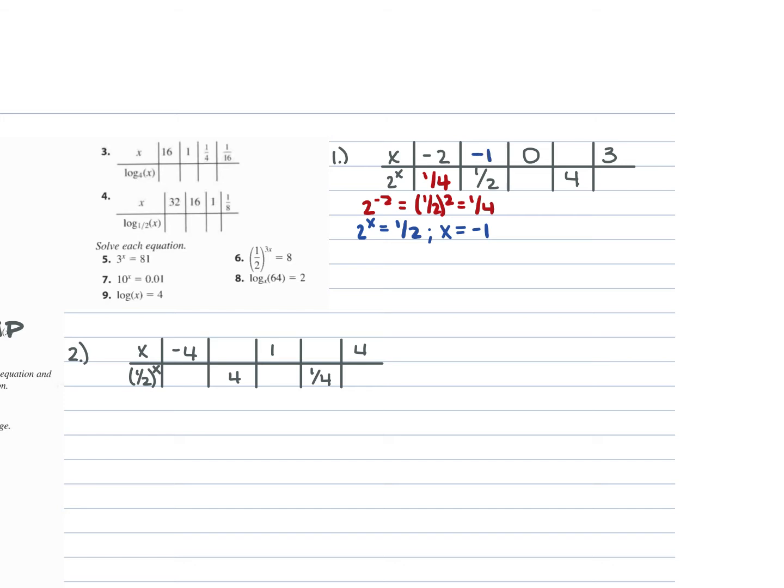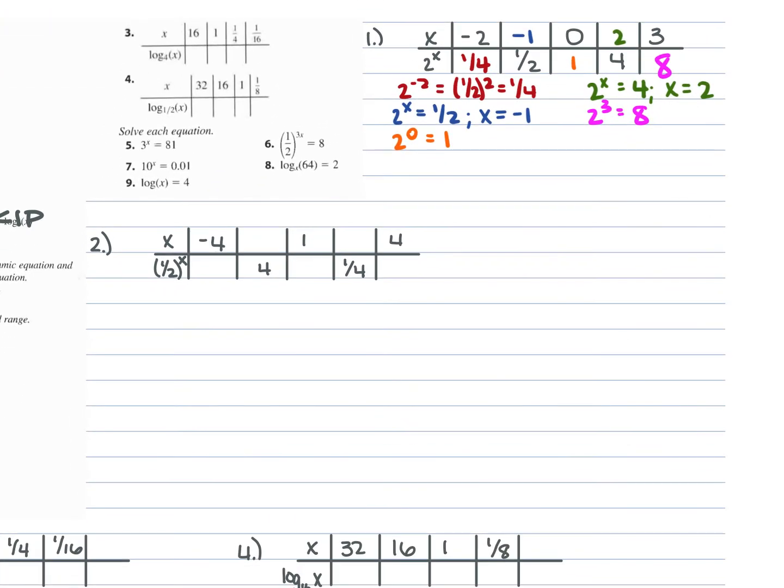Next, for 0, we would have 2 to the power of 0, which is 1, because anything raised to the power of 0 is 1. For the 4, if 2 to the power of x is equal to 4, it would have to be 2 to the second power, so x would equal 2. And then that 3, if we have 2 to the third power, it just gives us 8.